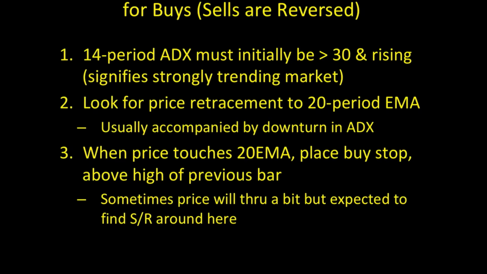There are a lot of variations on this trade. Some people use the SMA. Some people will place their buy at a different location. They'll just buy once it touches the EMA. So her technique is to place the buy order above the high of the previous bar that touched. Obviously, again, it's reverse. If it's a downtrend, you're going to sell. Sometimes it's going to run through the EMA a bit, but eventually it should find support or resistance at that level or around that level.